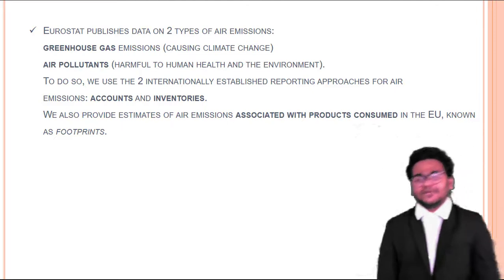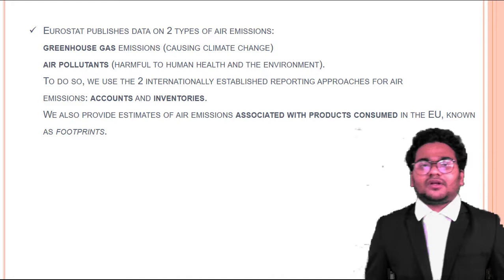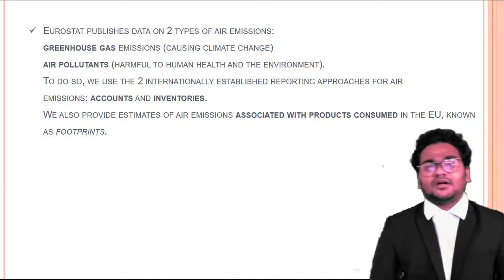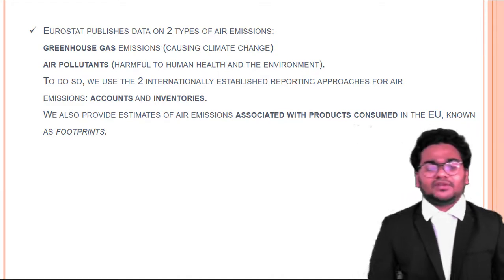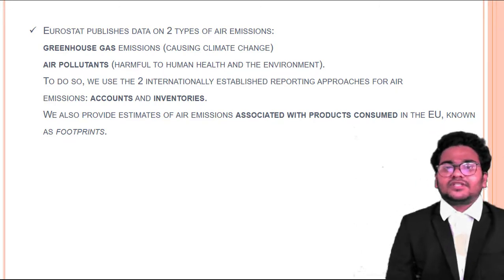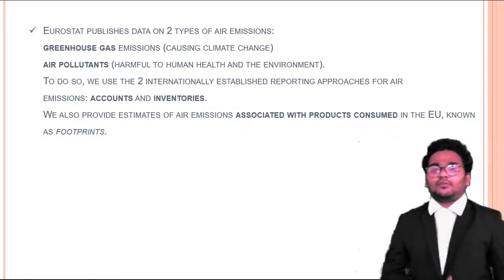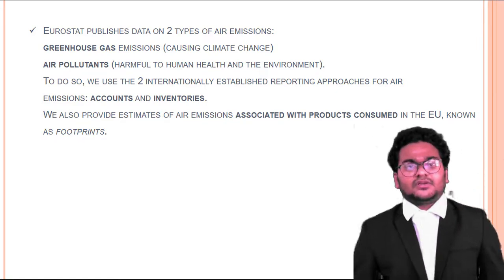There are mainly two types of air emissions. One is greenhouse gases, which everyone knows impact the environment. The other is air pollutants, which impact the health of the person, that is, human health. These are the two. There are two international bodies that always monitor these air emissions, and they maintain two things. One is inventory and accounts.